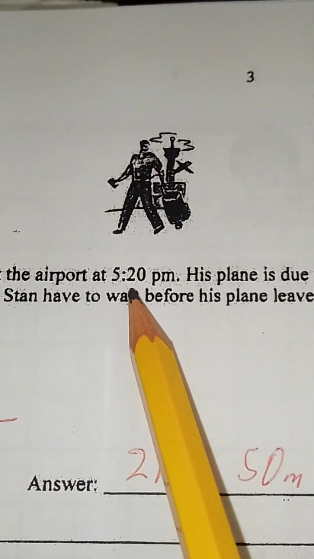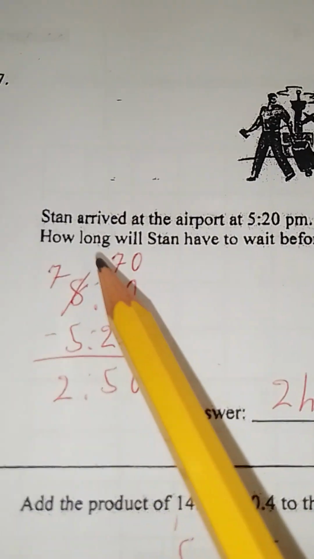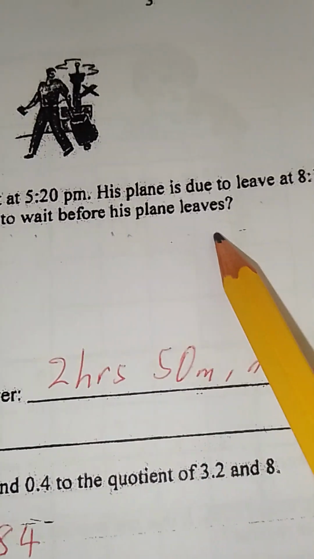Number 7. Sam arrived at the airport at 5:20 p.m. His plane is due to leave at 8:10 p.m. How long will Sam have to wait before his plane leaves, right?